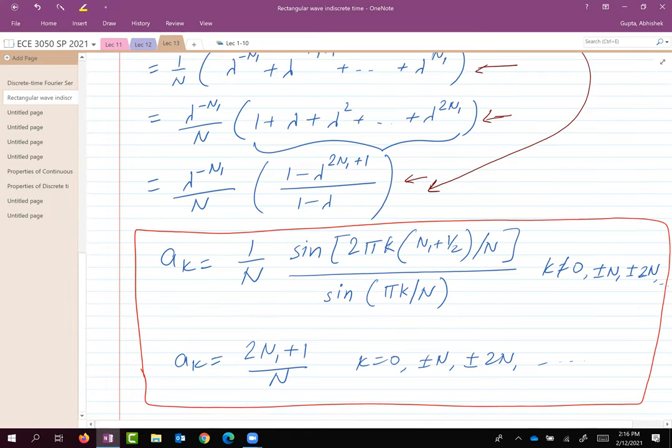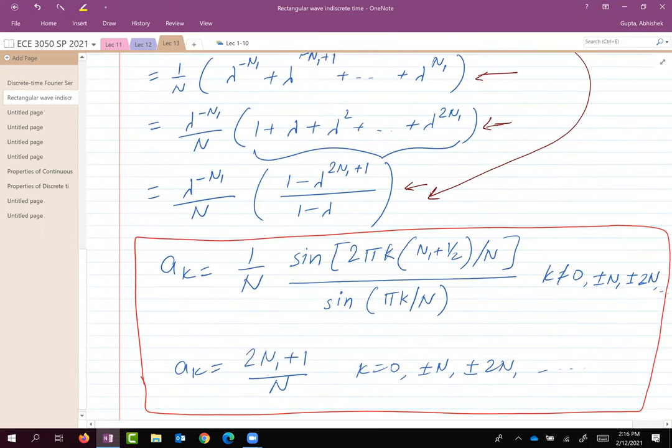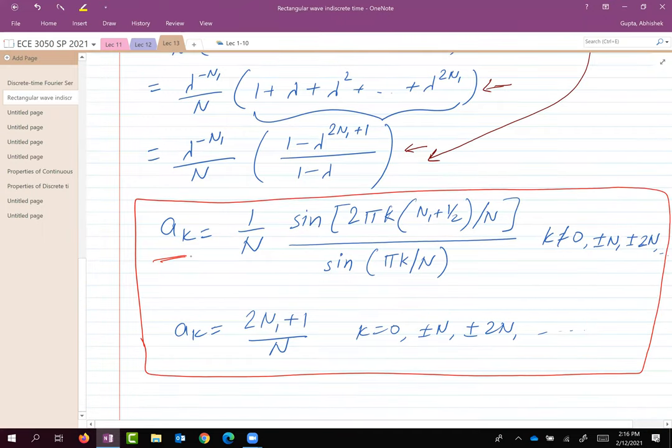So I just substituted lambda equal to e raised to jk omega naught here, in order to get this expression when k is not equal to 0 or plus minus N or plus minus 2N. I get it in this form. When k equals 0, plus minus N, or plus minus 2N and so on, ak can be written easily. This relationship holds only when lambda is not equal to 1. So when k is equal to 0, lambda is equal to 1, and I can easily compute what this value is, and that's what I get.